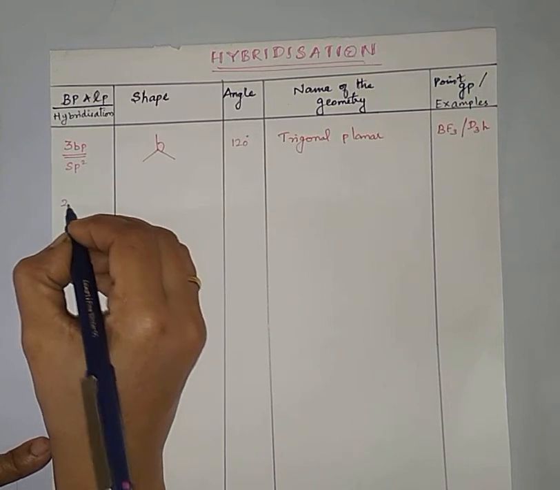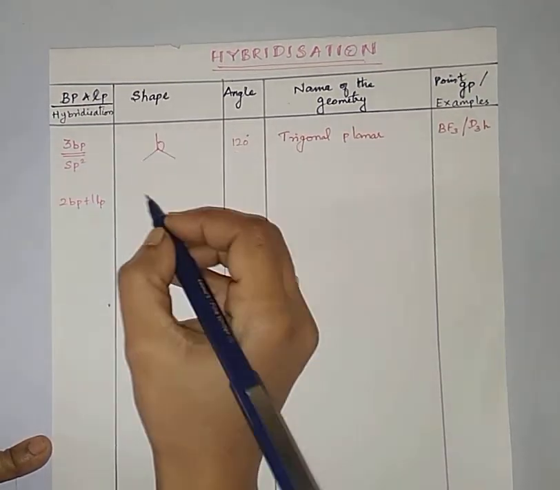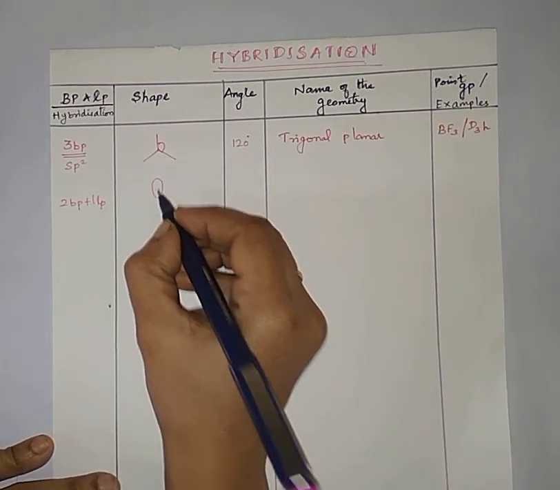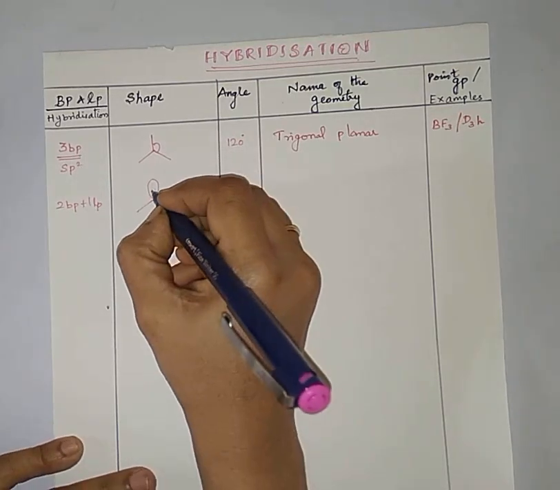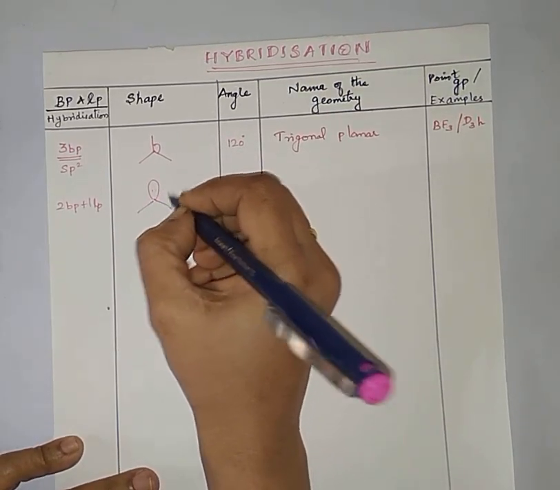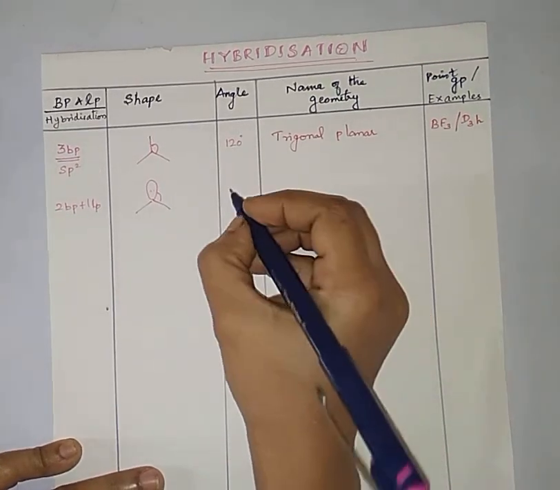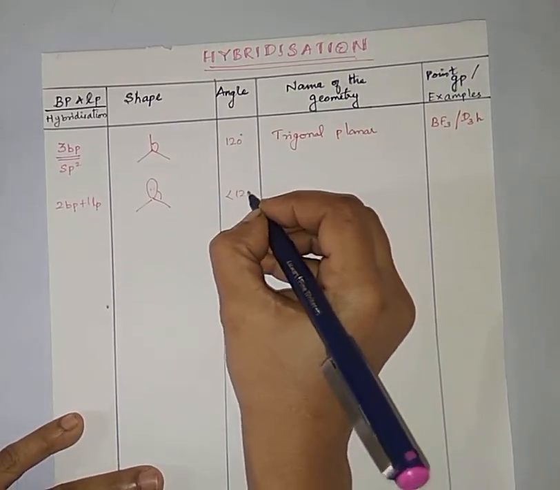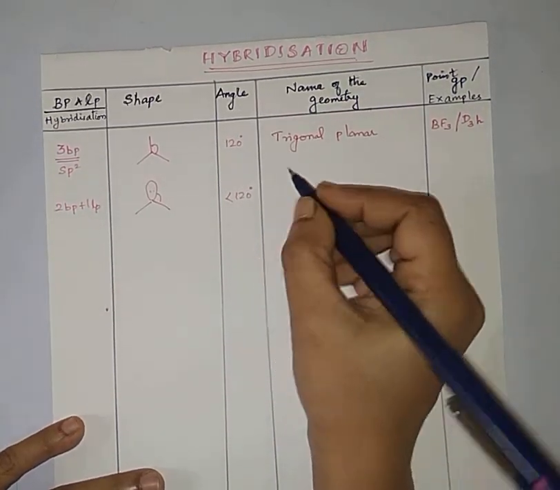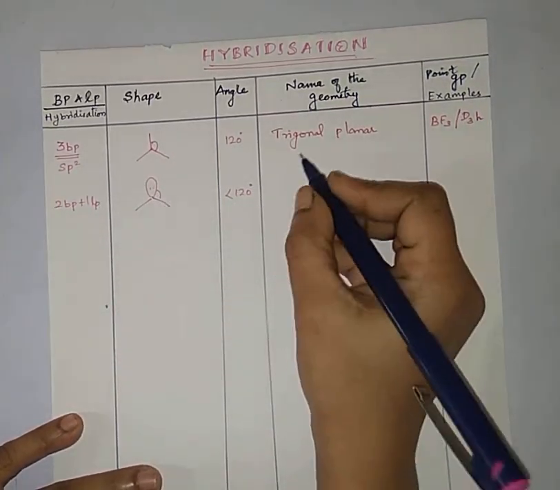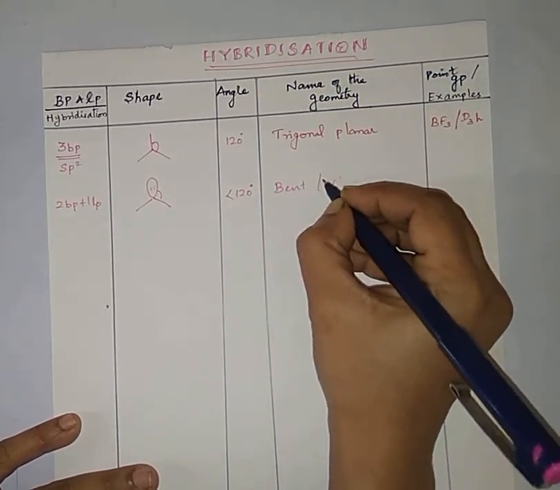One is a lone pair. 2 bond pairs plus 1 lone pair. Here I am going to write 1 lone pair. 2 bond pairs as it is there, 1 lone pair. Due to this bond pair and lone pair repulsion, the angle is a little bit lesser than 120. Less than 120 degrees, due to the lone pair and bond pair repulsion. What is the shape of this? Bent shape, or you can say V shape.